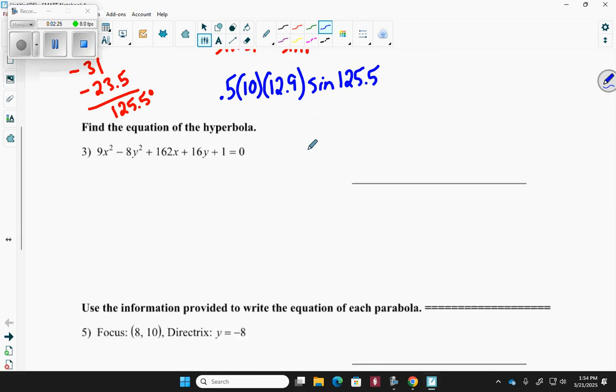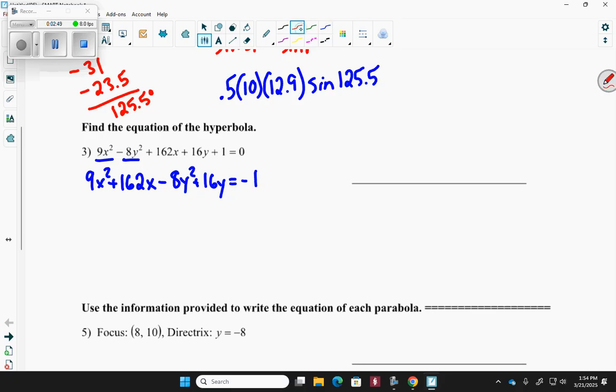Find the equation. First off, I notice that my x value is positive. However, my y value is negative. So I'm going to put my x's first and then my y second. So that's 9x squared plus 162x minus 8y squared plus 16y is equal to -1.